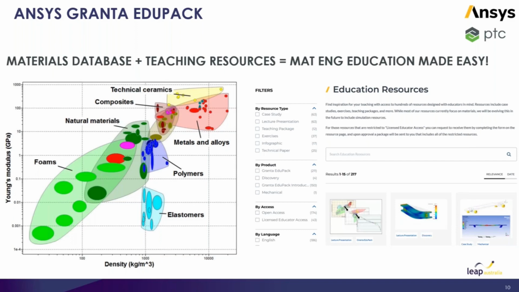The product itself contains over 200 teaching resources, including industry-specific case studies, lecture slides, and learning exercises to help guide students through an expansive materials database of over 4,000 records. Granta EduPack supports deep learning outcomes and prepares students for industry, supporting courses in areas including introductions to material science, material selection through Ashby charts, eco-design and life cycle thinking, as well as capstone design and sustainability.